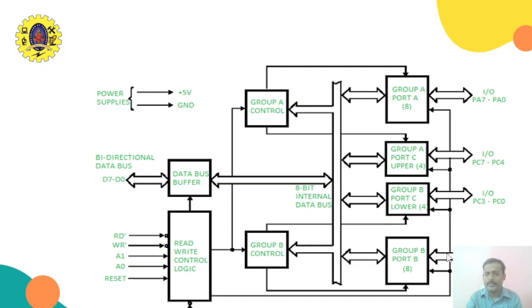Why are we doing this? Whenever you go for a mode 1 operation or mode 2 operation, we need some handshaking signals. For these handshaking signals, we use the port C lines. The actual data will work through port A and port B, so these port C signals will be used as group signals. That's why they are splitting like this.